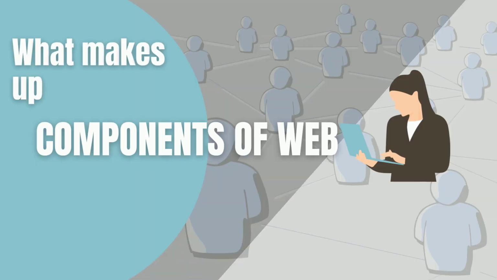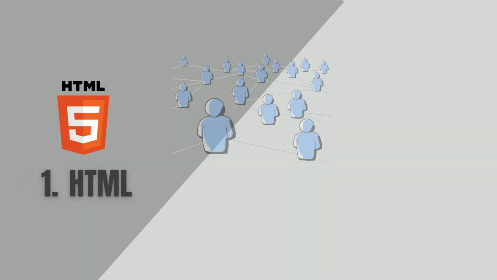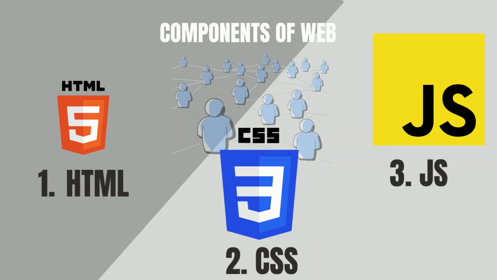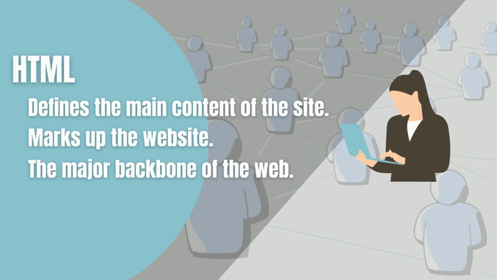Web is made up of three programming languages, that is the HTML, CSS, and JavaScript. HTML defines the main content of the web. It marks up the web. It's the major backbone of the web that carries the main content or the main structure of the web.